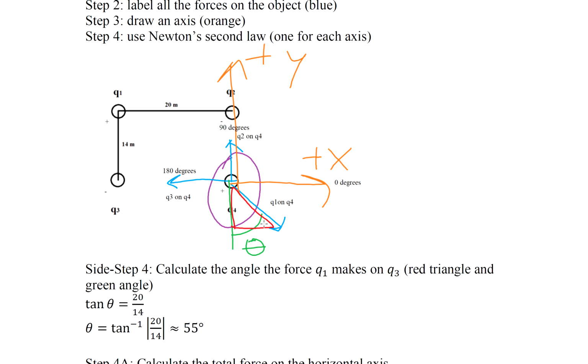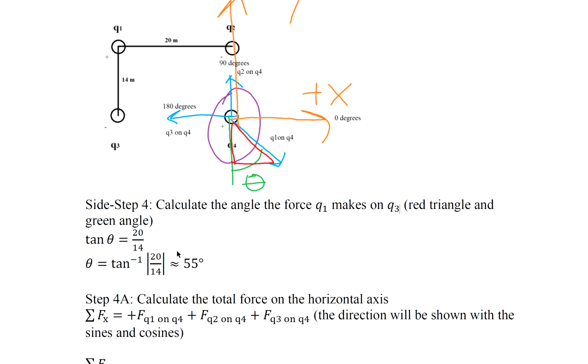I need to calculate the angle the force Q1 makes on Q4. This should be a Q4. Okay. So this is 20 meters, this is 14 meters, so tangent of theta is 20 over 14. So this is 55 degrees. So this red triangle and this green theta is going to be equal to 55 degrees.